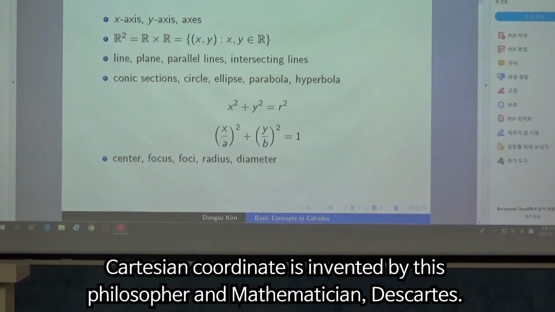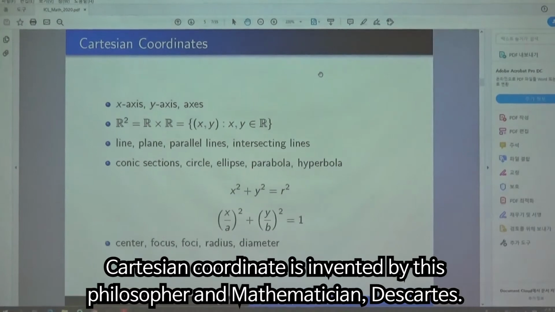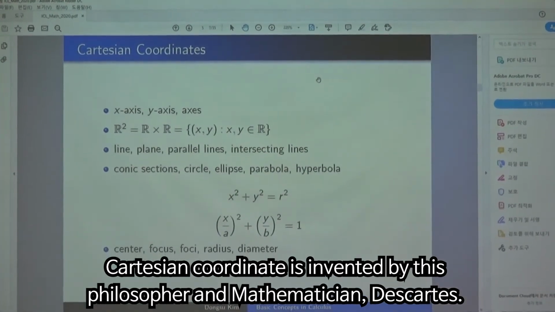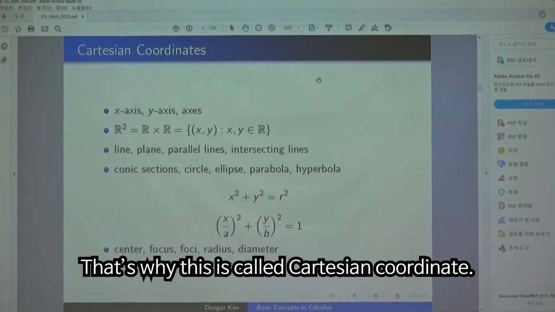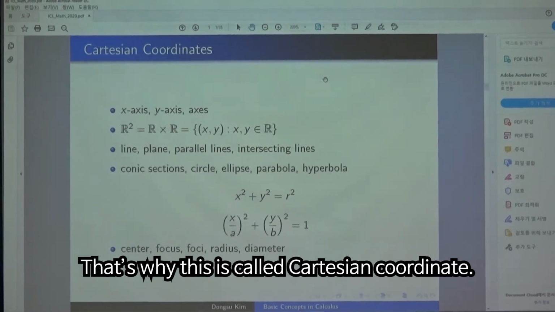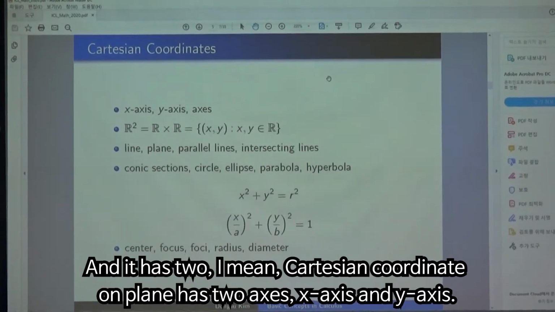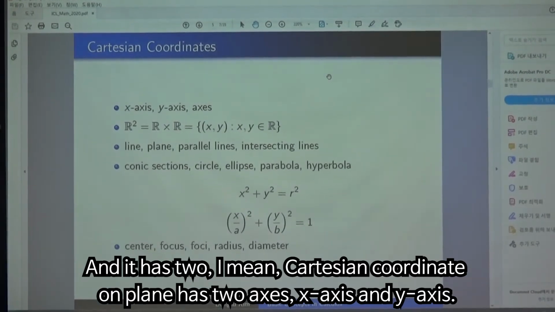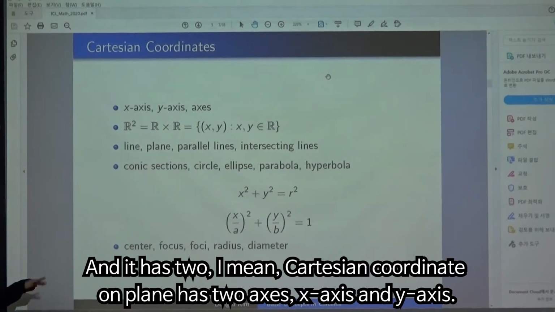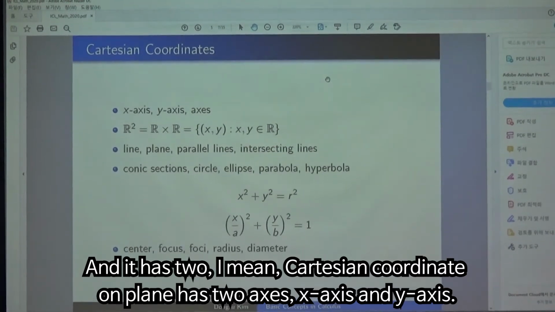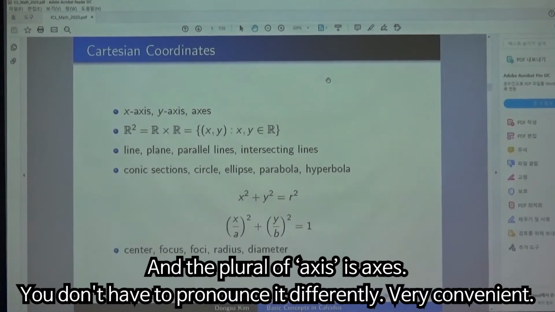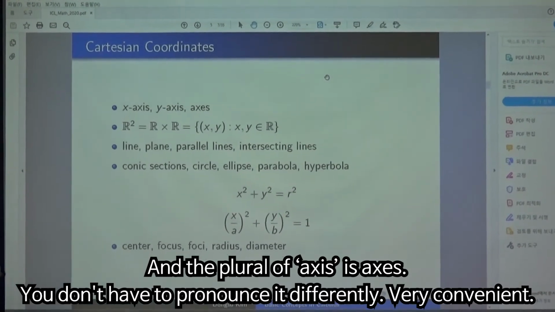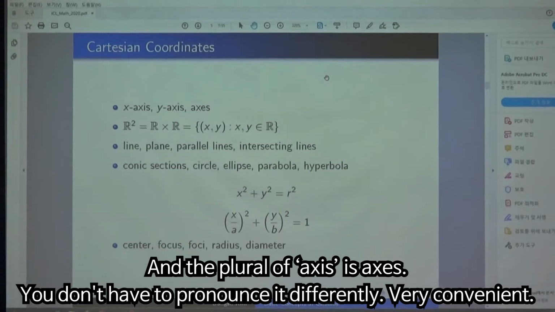Cartesian coordinate is invented by this philosopher in mathematics, Descartes. And that's why it's called Cartesian coordinate. And the Cartesian coordinate on plane has two axes, called x-axis and y-axis. Yes? And the plural of axis is axes. You don't have to pronounce it differently, very conveniently.